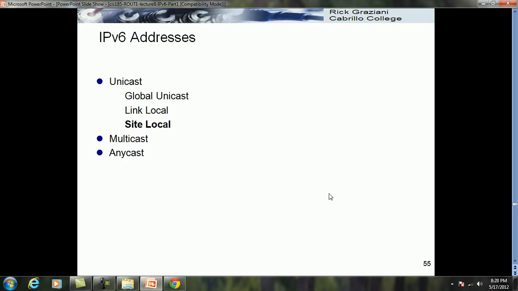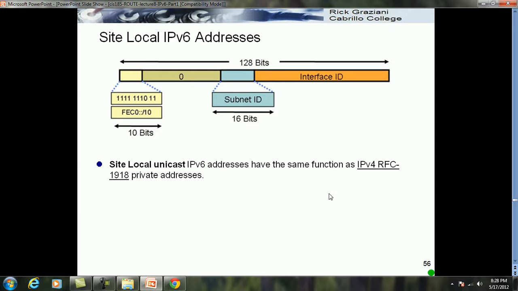Site local, actually we don't use it, but let's see what it is. Site local starts with FEC0, the first 10 bits, or something like this. Site local addresses have the same function as IPv4 private addresses. As I told you, global is like your public, link local is like your APIPA, and site local is like your private.